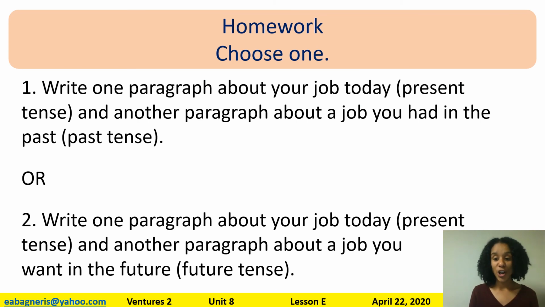So here is your homework. Your homework is to take the list of things you wrote in your notebook and to write a paragraph about your job today. That could be homemaker or student or something else if you have another job. And write about a job in the past. If you did not have a job in the past and you want to write about a job in the future, you could do that too.